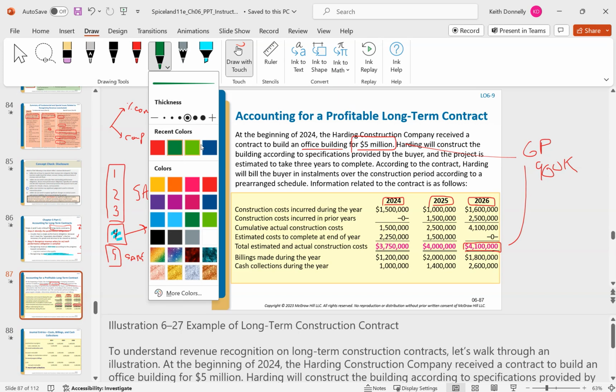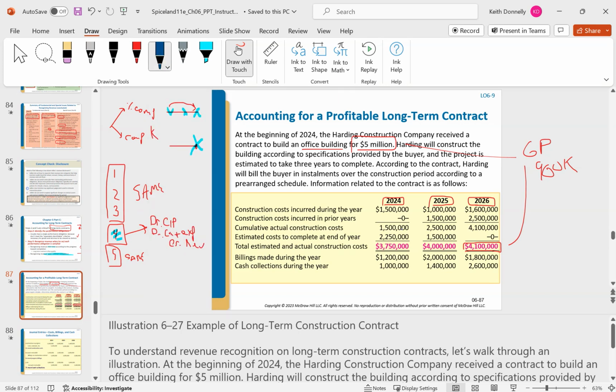Now, one thing to be aware of before we start looking at the specific numbers on this: whenever you do a long-term contract problem, always keep your years separate.